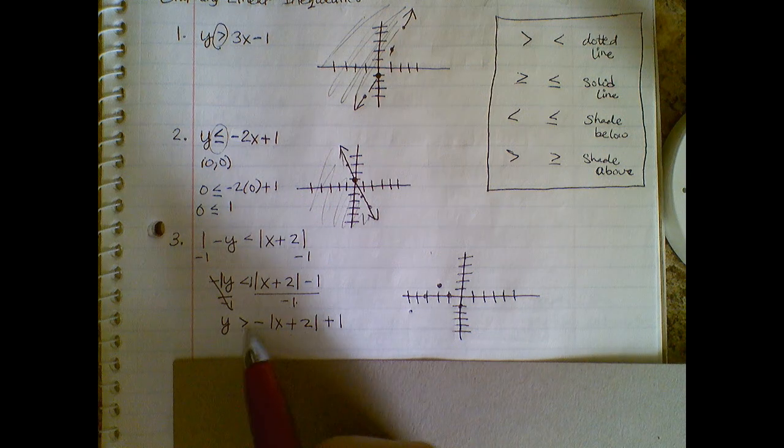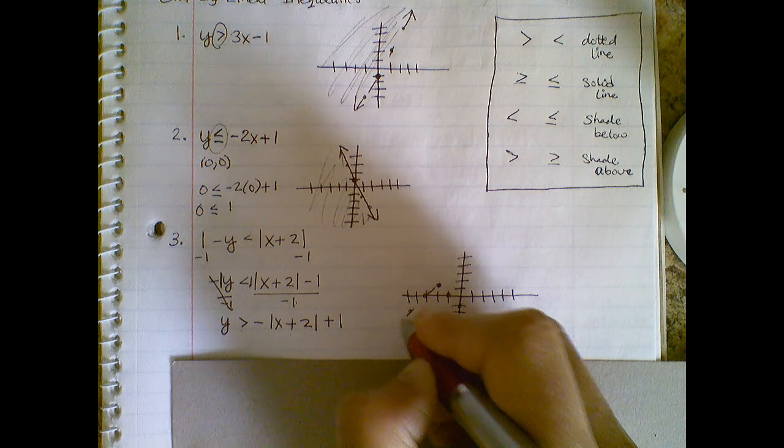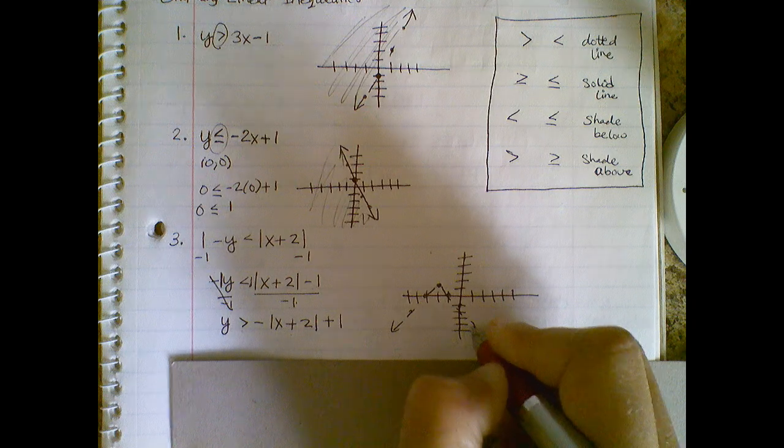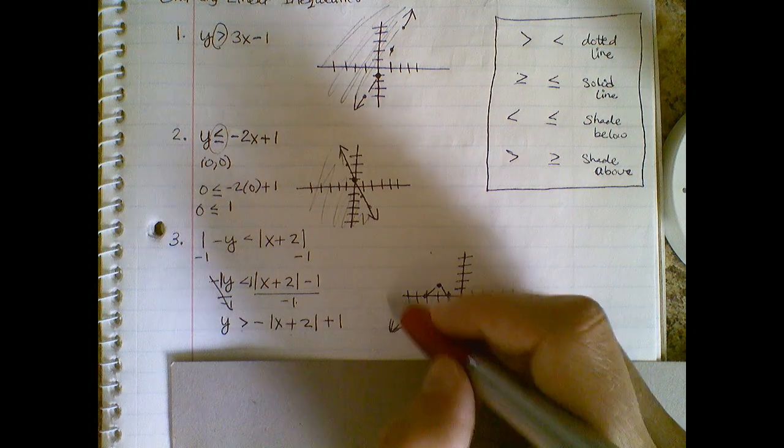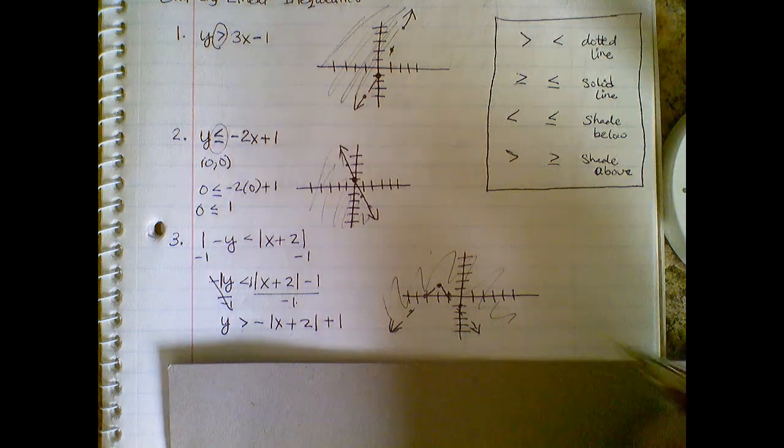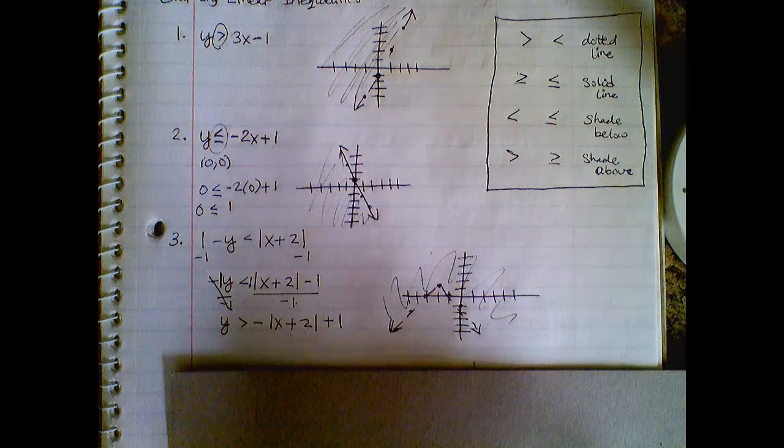So I have this V shape going. It's greater than, there's no bar, so it has a dotted line. And then it's greater than, so I shade everything above it. Those would all be solutions.